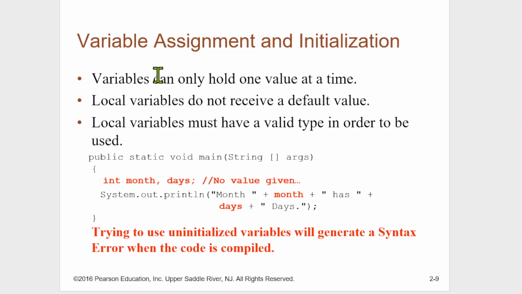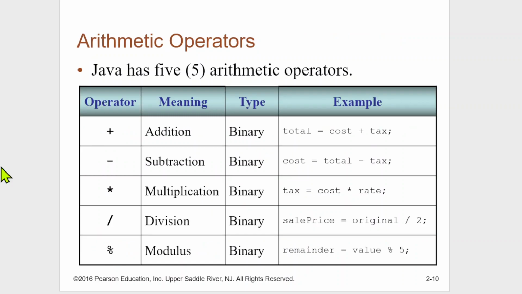Variables can only hold one value at a time. Local variables do not receive a default value. Local variables must have a valid value in order to be used. They can only hold one value at a time, but the value can be changed. So just because you give it a value once in the program doesn't mean you can't change it. Trying to use uninitialized variables will generate a syntax error when the code is compiled. It's going to basically say I'm passing variables that have no value. So it's like I'm just giving you an empty folder at that point. It makes no sense.